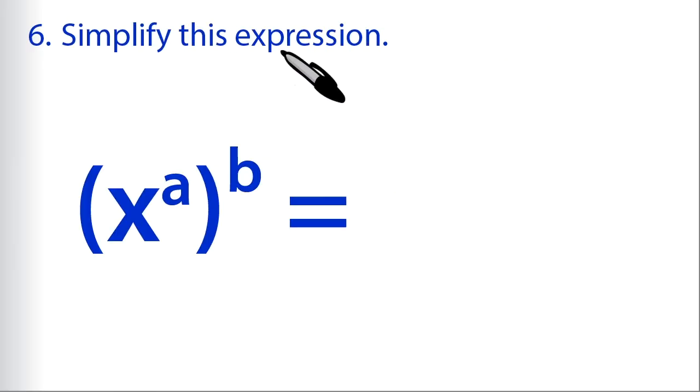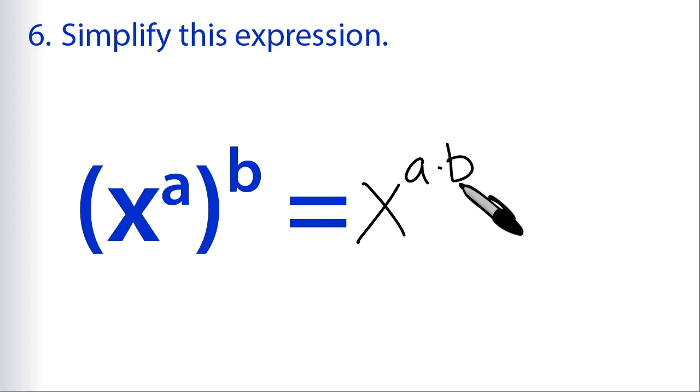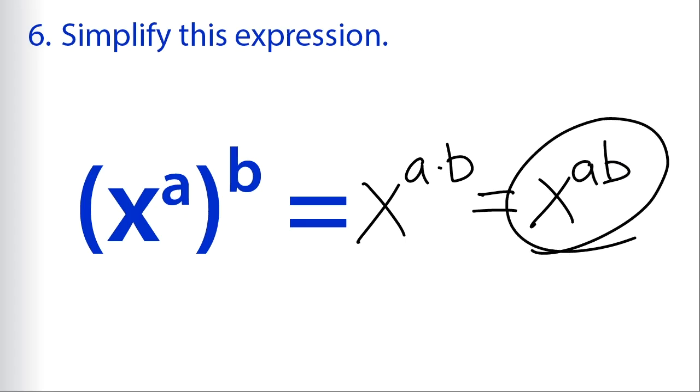For problem 6, we're told to simplify this expression, and we're given x to the a inside parentheses, and all of that raised to the b. Just like our previous problem, we can simplify that. We can get rid of those parentheses by multiplying our exponents. Even though they're variables, we can still multiply them. We just have to keep both variables. We don't know what number that will be because we don't know what a or b is. And we can show this even more simply by not showing the multiplication symbol, because remember in algebra, multiplication is implied. So we can just write it as x to the ab.